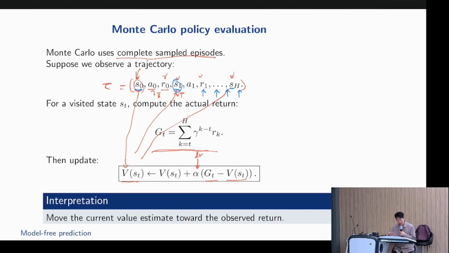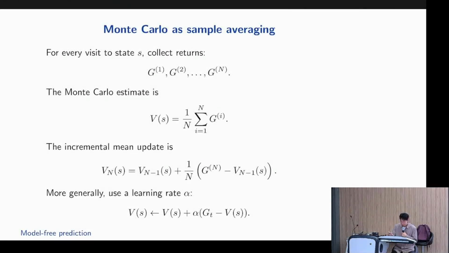So in terms of implementation, you'd update it backwards. You update the last one, compute the return-to-go, update the state, recompute the return-to-go, update the state, and so on. For every visited state S, you collect the returns, and the Monte Carlo estimate can be averaging, or you can do some gradient descent style algorithm with some learning rate.